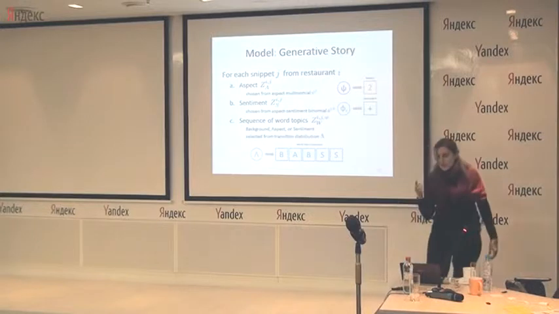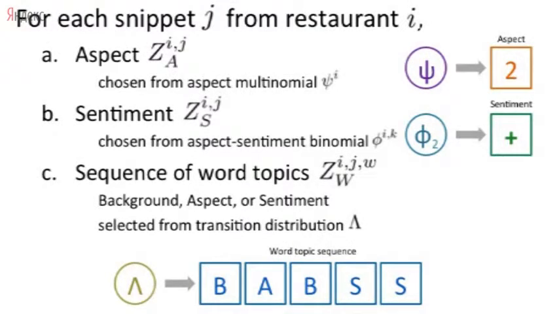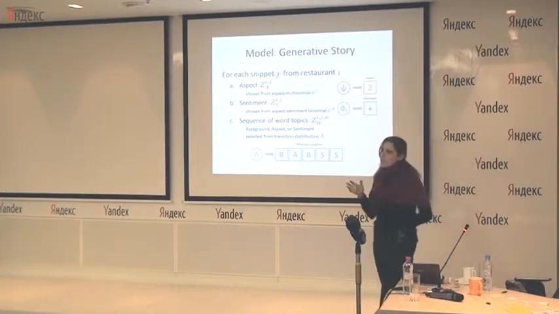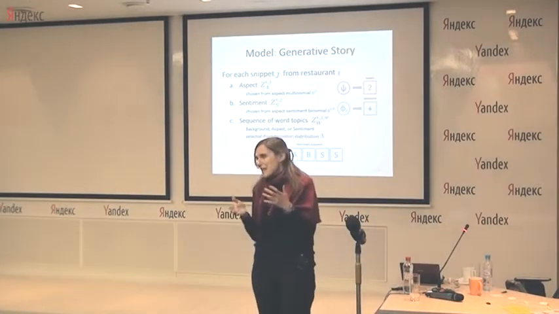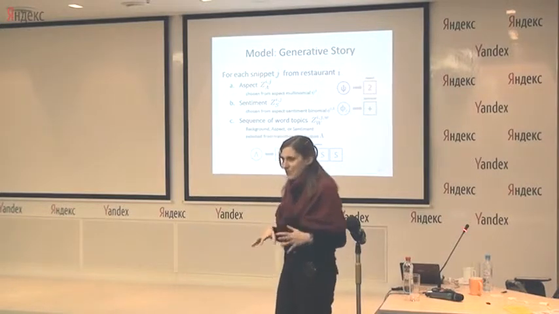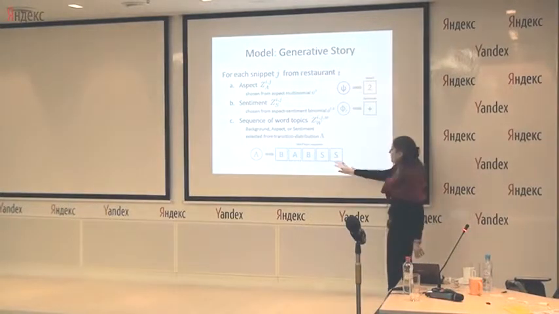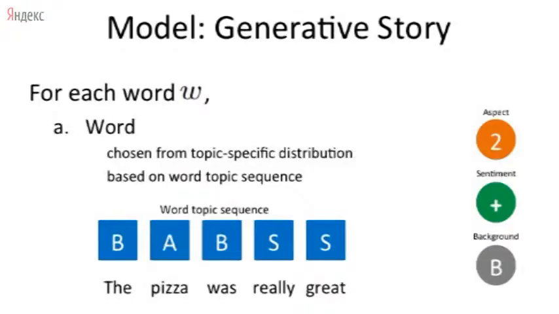Then we have the structure of our snippet. Here I'm making a hard-coded assumption that each snippet has a single aspect, meaning it will be either about food or about ambience, and it will have a single sentiment. Here we're making a somewhat stronger assumption, because you can easily construct an example where the snippet has two, but in practice it happens rarely, and it's okay to drop some. And finally, we also have this word topic sequence, which shows how the topics change within a snippet. And finally, given all of it, we generate the words.